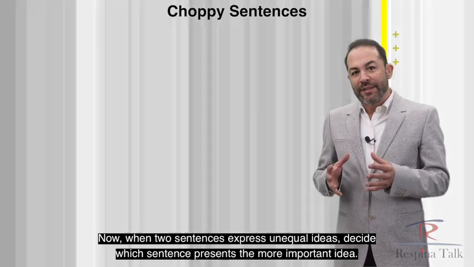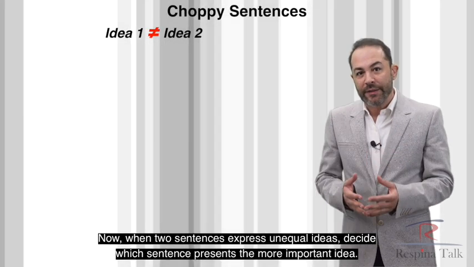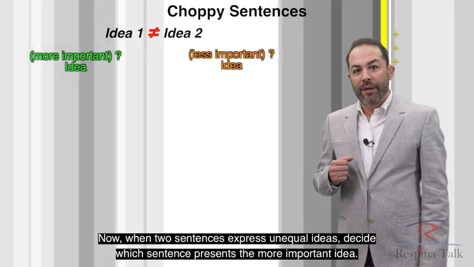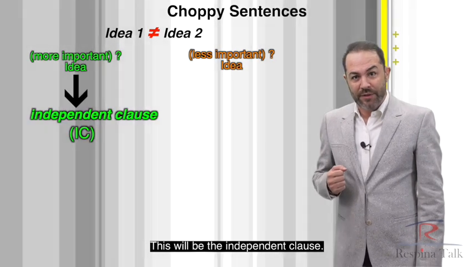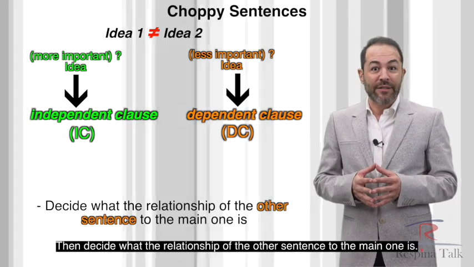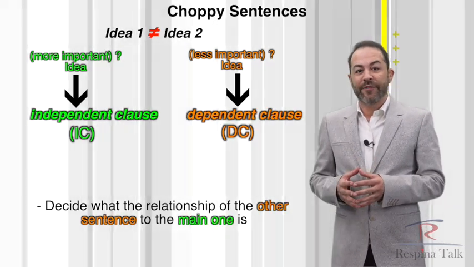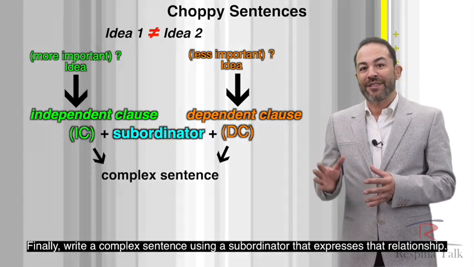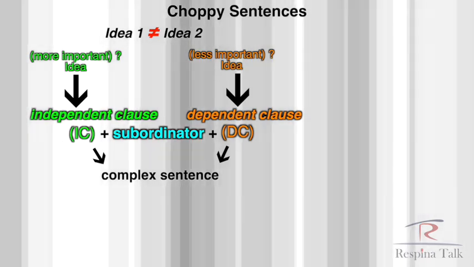Now, when two sentences express unequal ideas, decide which sentence presents the more important idea. This will be the independent clause. Then decide what the relationship of the other sentence to the main one is. Finally, write a complex sentence using a subordinator that expresses that relationship.